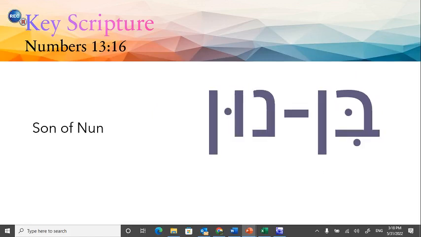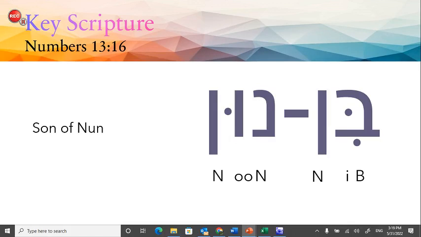Ben Nun. We have the bet with the chirik underneath it, which makes the E sound. Ben. And this is the final nun. And then you have another nun. So there you have both nuns. Ben Nun. And this is the shuruk right here, which makes an O sound or U sound. Here's the shuruk, another way of saying the U sound, being nun, nun. And there's the final nun again.